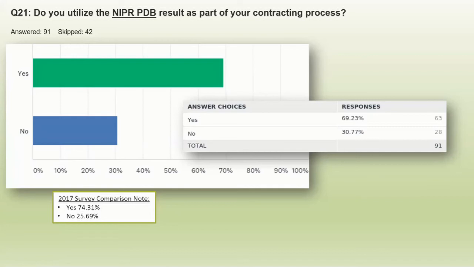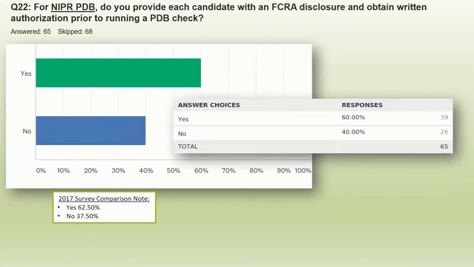And moving into additional questions related to the PDB, we asked, do you provide each candidate with an FCRA disclosure and a written authorization prior to running the PDB check? If you remember, this is a smaller population of respondents. We're talking about 65 respondents now. You ran other background checks and you provided disclosure and authorization. Now you're doing a background check, checking the individual's license history and any actions that were taken against them as an insurance producer, through NIPR, and that is a database of individual state producers, or states that have fed that information into it, similar to, but not the exact same as FINRA.